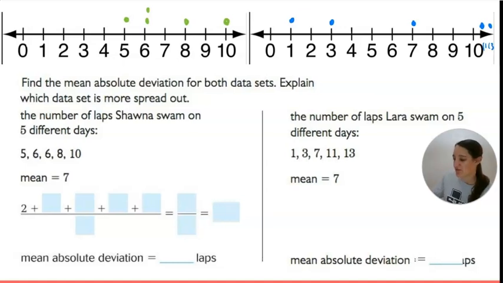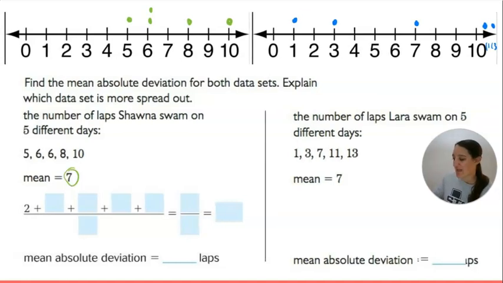Okay, so back to Shauna. Do we know the mean? Oh, good. We know the mean is 7. So they both average 7 laps a day. Okay, who is more consistent though? So that's 2 away from 7. That's 1 away from 7. 1 away from 7 and 3 away from 7.